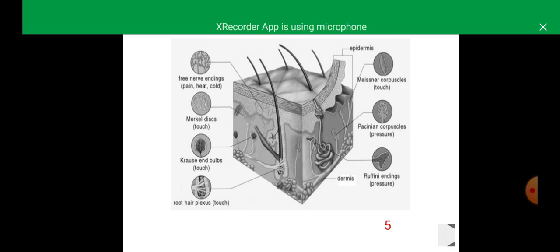The epidermis is divided into the horny layer, granular layer, and malpighian layer, and each layer has its role to play. And the same thing applies to the dermis. It contains blood vessels and the nerve endings that are responsible for carrying certain sensations or impulses to the brain for final interpretation.